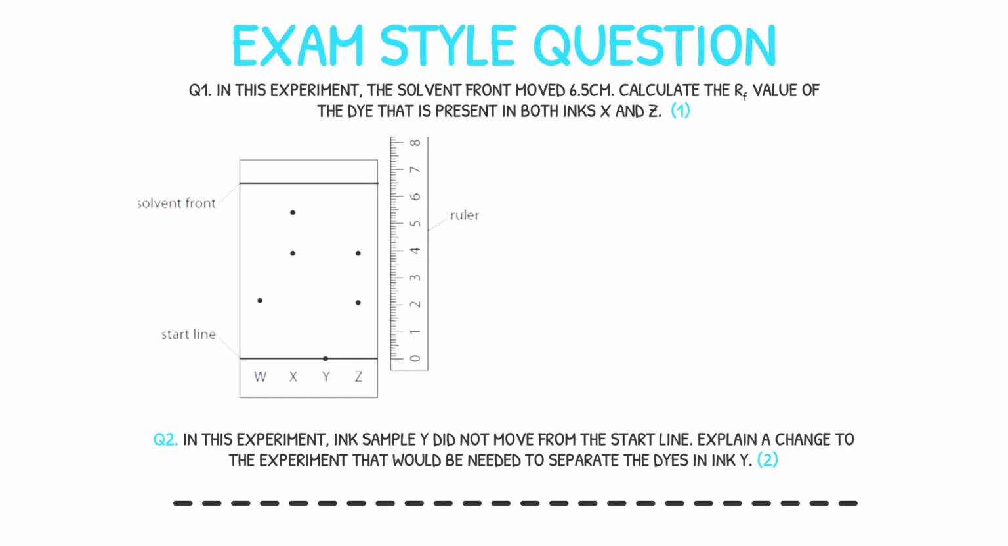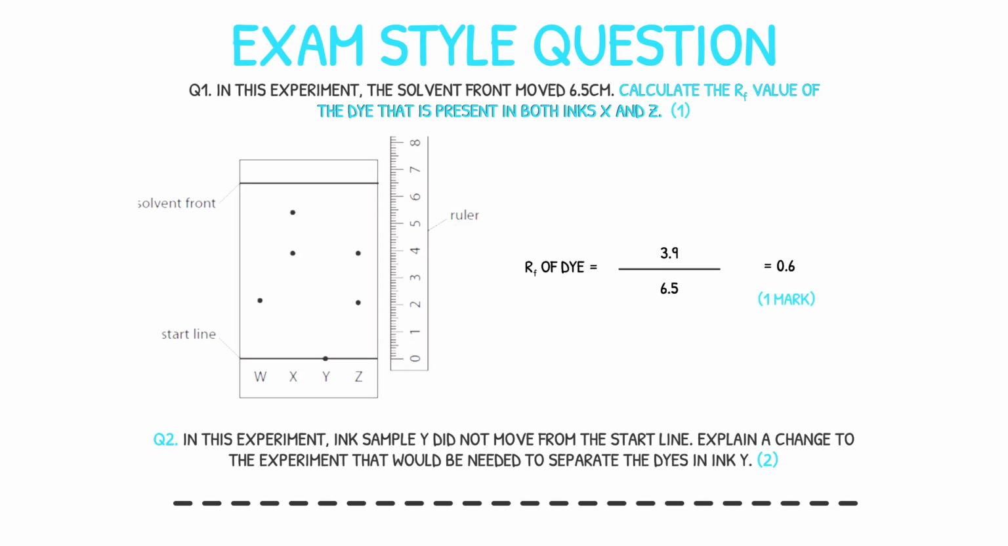This first question is quite straightforward. You are being asked to calculate the RF value of the dye found in inks X and Z. These two spots are in the exact same place in inks X and Z, and so we are calculating the RF value for this spot. Using the ruler provided, the distance travelled by the spot is 3.9 centimeters. The distance travelled by the solvent is provided in the question, and so all that is left to do is to substitute into our formula. The formula for this question is 3.9 divided by 6.5, which is equal to 0.6. The RF value of this spot is 0.6.